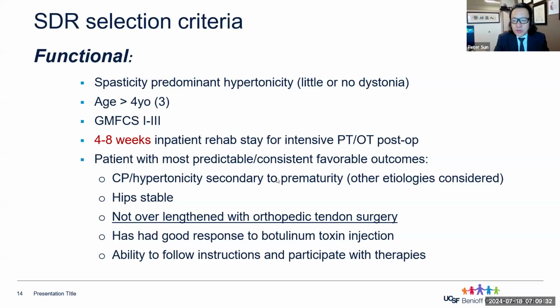Patients with the most predictable and consistent favorable outcomes are those with CP from prematurity, although other etiologies are considered. We want their hips to be stable. We don't want them to be over-lengthened with orthopedic surgery first. That makes a rhizotomy very difficult to predict in terms of outcome. If they have had a good response to Botox, that certainly is a good indicator. I tell families that's a good preview of what rhizotomy can do on a permanent basis. And they need to be able to follow directions and participate with therapy for our program.